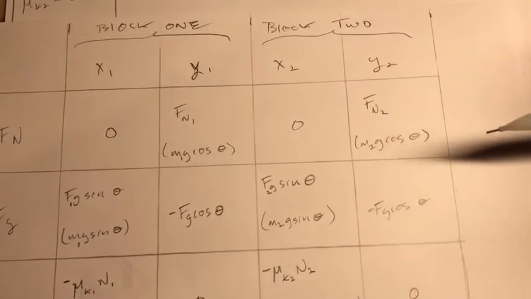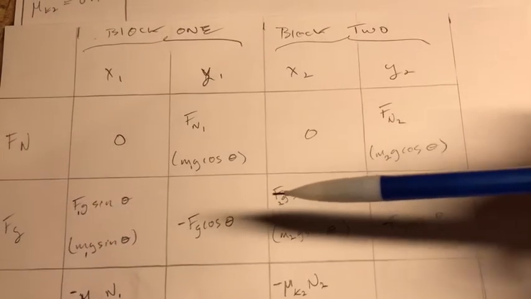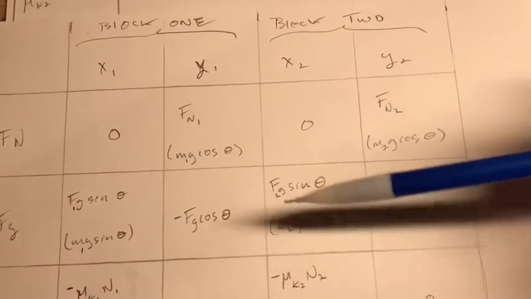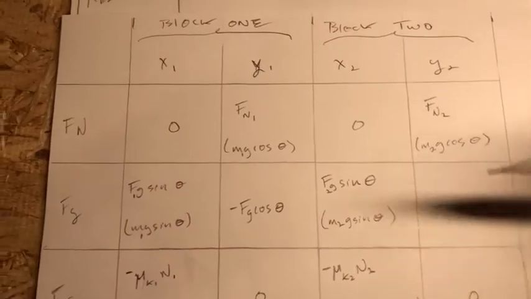But I think one of the things that's tricky is keeping track of your subscripts. So you'll notice that all the masses are different. So this is my mass 1, mass 2, which can be difficult to keep track of.